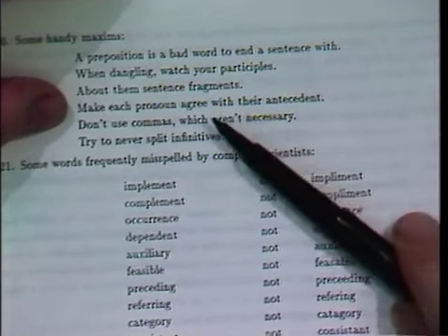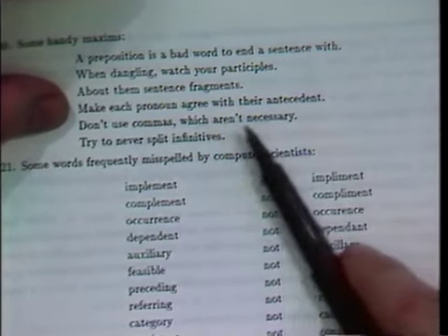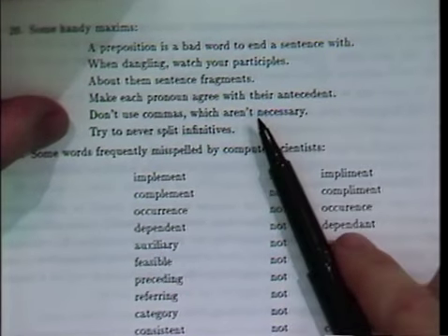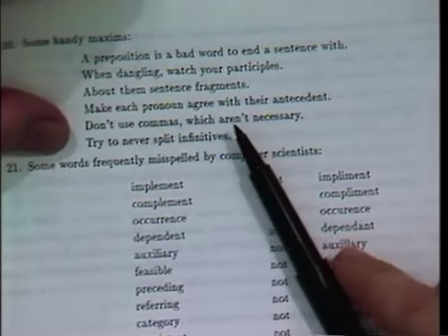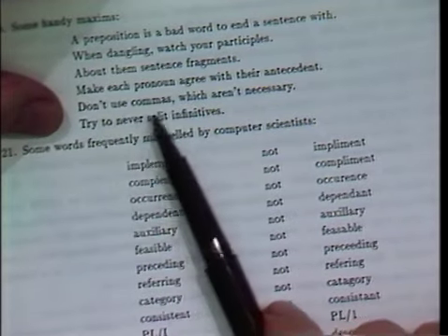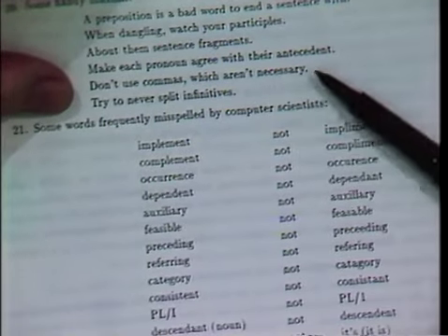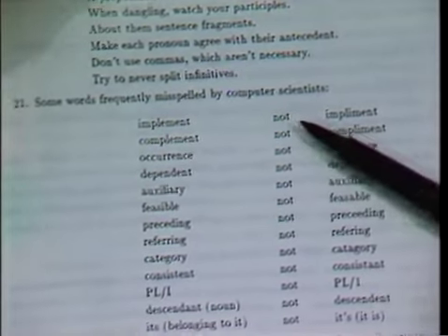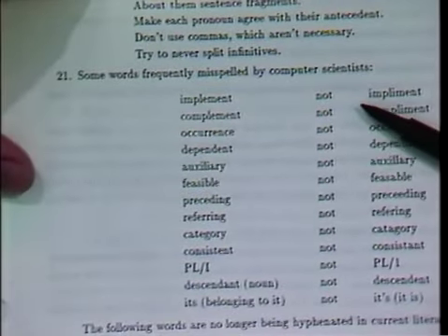"Make each pronoun agree with their antecedent." That one, what? With his antecedent. Okay. "Don't use commas, which aren't necessary." We're going to talk more about this rule later. And "try to never split infinitives." Okay. Now, I got a list here in Rule 21.